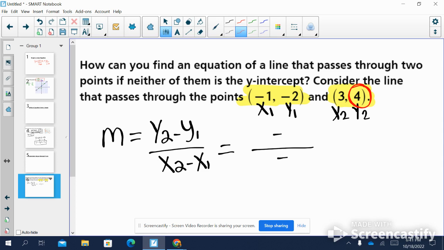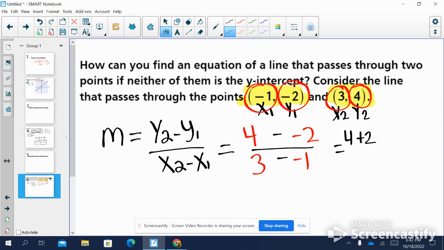Okay, in place of the y2 will be a 4, and in place of the y1 will be a negative 2. In place of the x2 will be a 3, and in place of the x1 will be a negative 1. Let's clean this up a little. Whenever we see a double negative, we can change that into a positive. So 4 minus negative 2 is really 4 plus 2. And 3 minus negative 1 is really 3 plus 1.